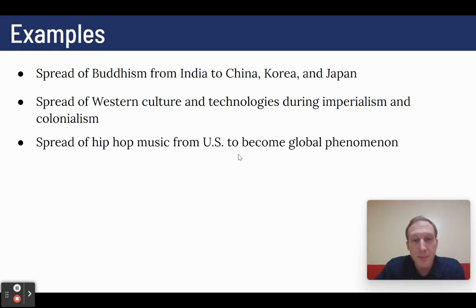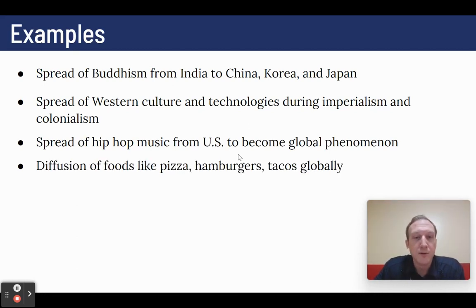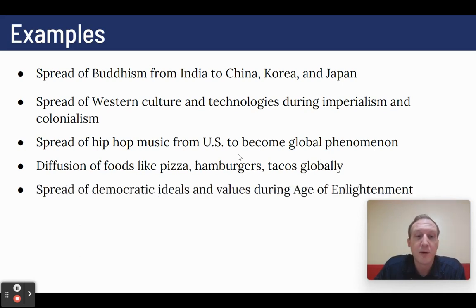There's also the spread of hip hop music from the US to become a global phenomenon, and the diffusion of foods like pizza, hamburgers, and tacos globally. You can find pizza in multiple places around the world, even though it's not really from their culture. It has spread throughout the world pretty effectively and pretty far and wide. And last but not least, the spread of democratic ideals and values during the Age of Enlightenment.